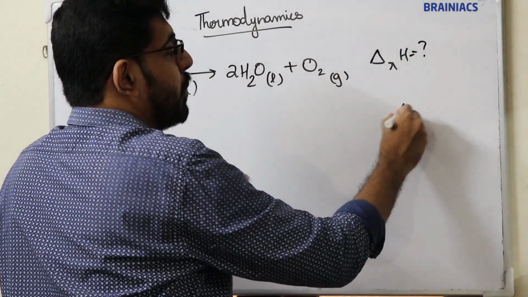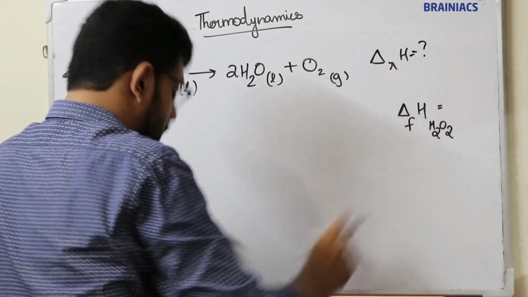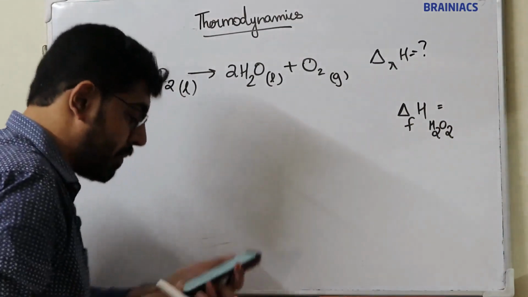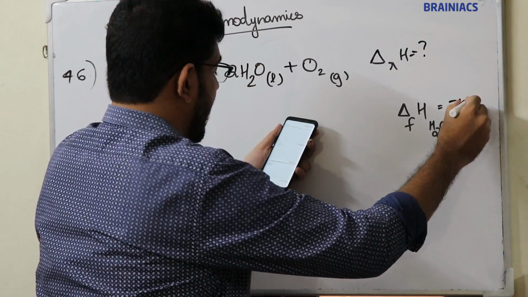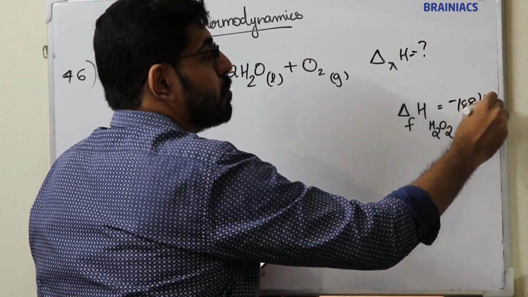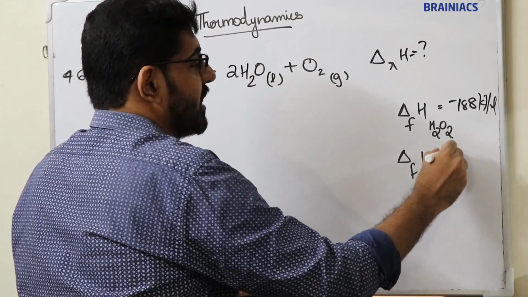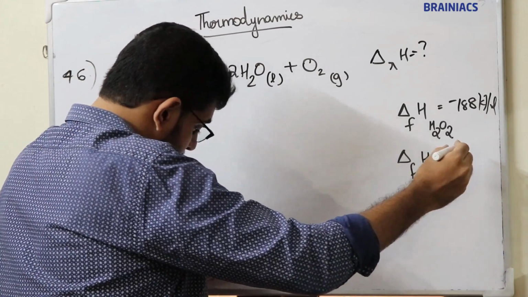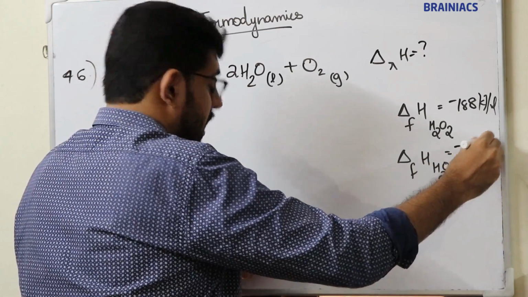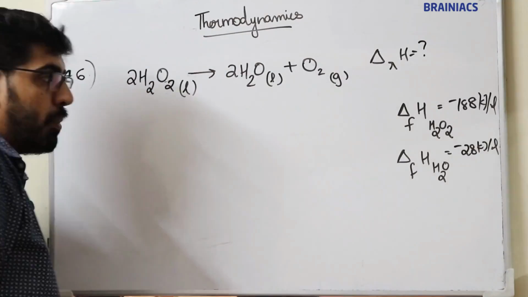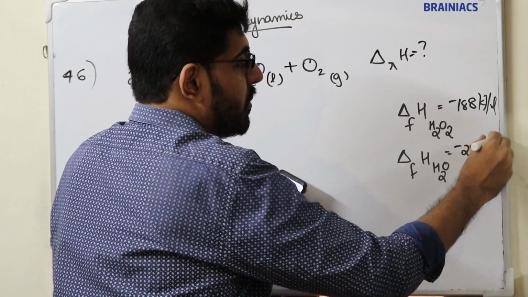Here the enthalpy of formation of H2O2 is given, and its value is minus 188 kilojoules per mole. The enthalpy of formation of H2O, water, is also given, and it is minus 286 kilojoules per mole.